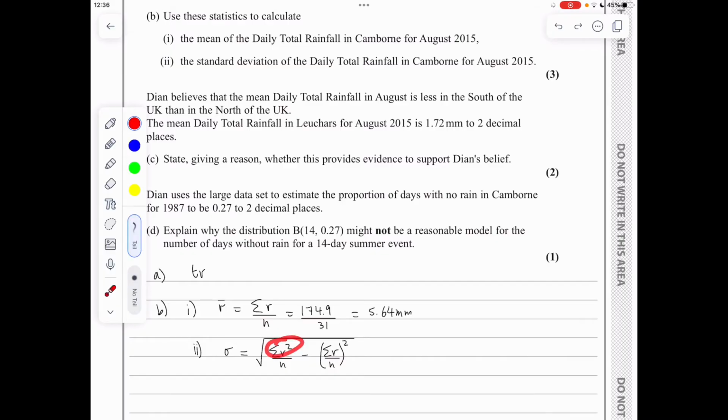Now for the standard deviation, we've got the formula: sigma is the square root of the sum of the squares divided by n, minus the mean squared. We usually call this the average of the squares minus the square of the averages, and then square root because we're looking for the standard deviation. In our case, it's the square root of 3,523.283 divided by 31, minus (174.9 over 31) squared. So we plug this into the calculator, and we get an answer of 9.05 millimeters.